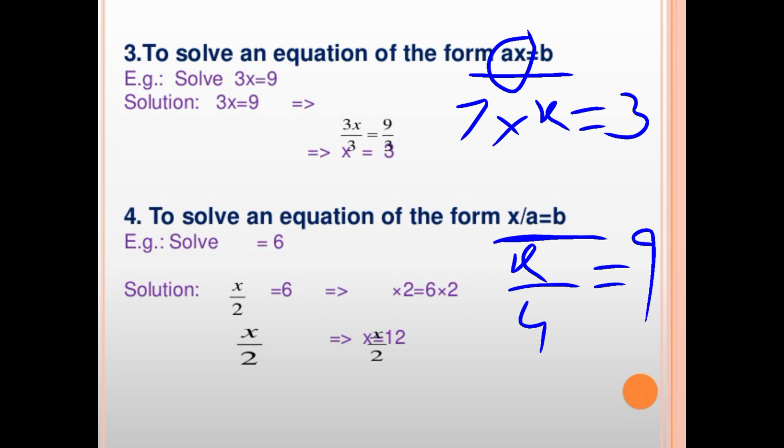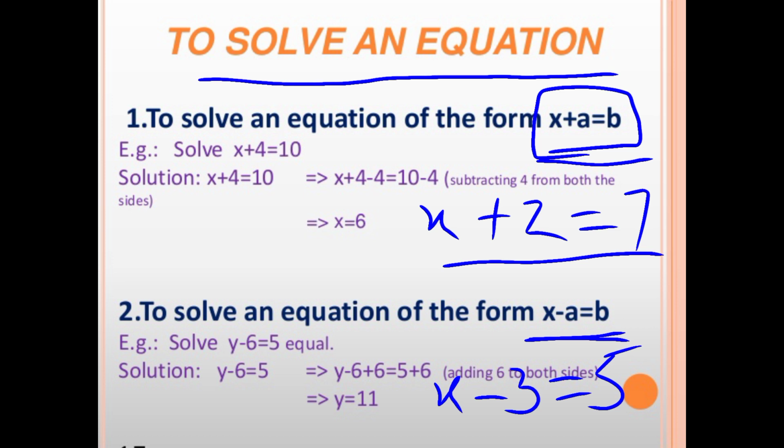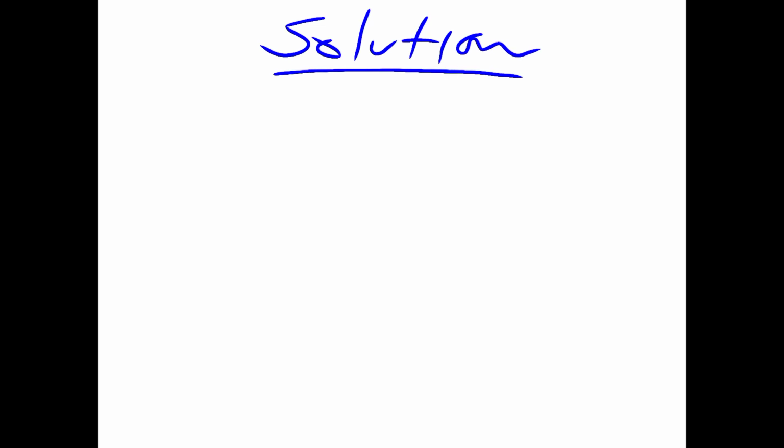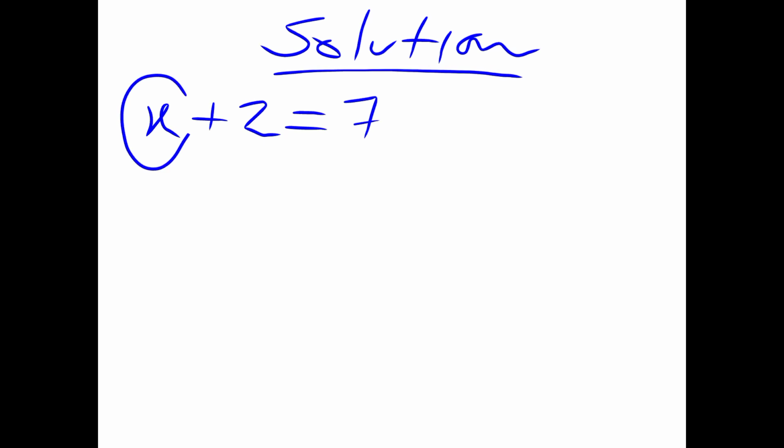Now let's try to understand how we can solve such equations. Let's take this equation first, x plus 2 is equal to 7. How to find the solution of an equation? Solution of an equation means to find the value of the variable. So let us try to find it.